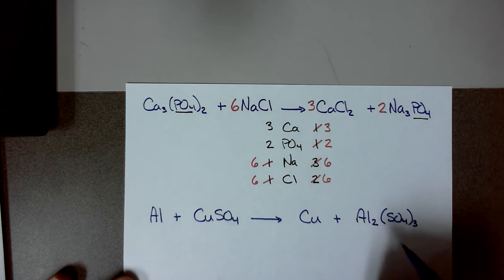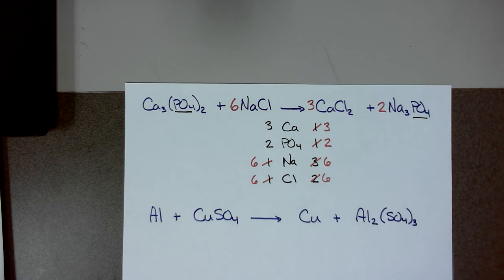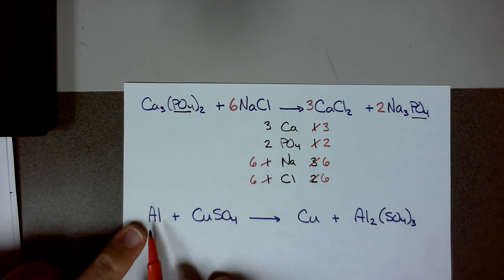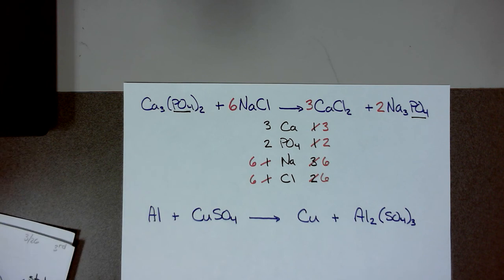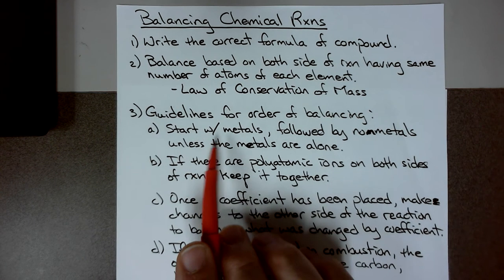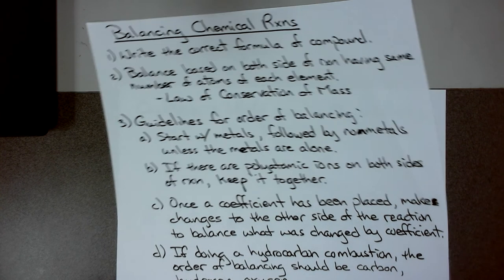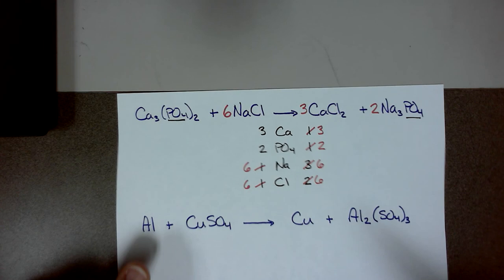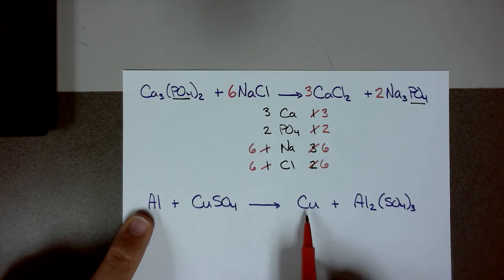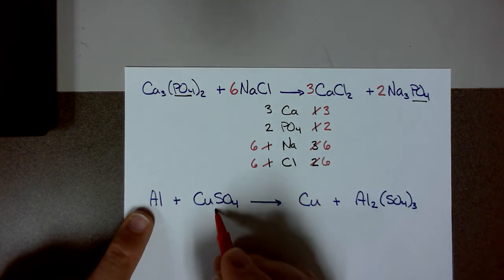So now I need to balance it. So again, like I said, I'm going to check my metals. I've got this one by itself, and remember that one rule states that if it's by itself, don't do it right away. So start with metals followed by nonmetals unless the metals are alone. So these metals are alone. So I'm not going to worry about them first. I'm going to look at my polyatomic.